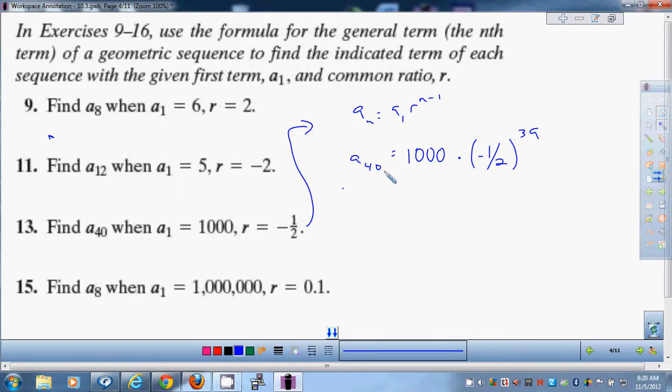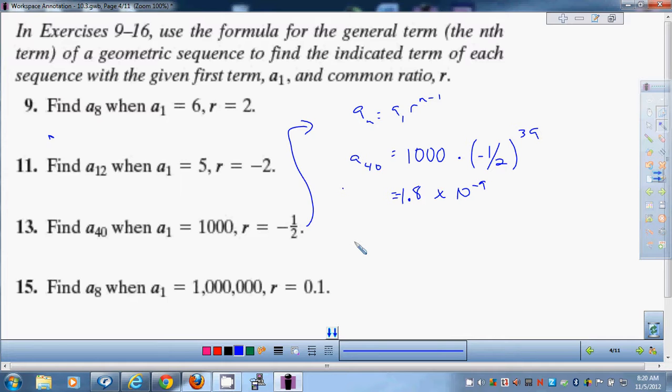1,000 times negative a half to the 39th power. How really small? Holy mackerel. I like you putting that in scientific notation. That's how I'm going to do it too. These things can get really small really fast.